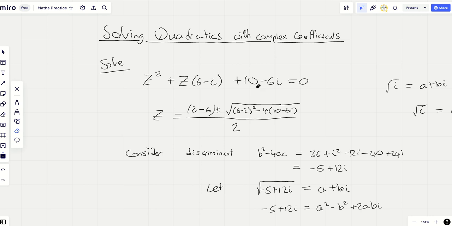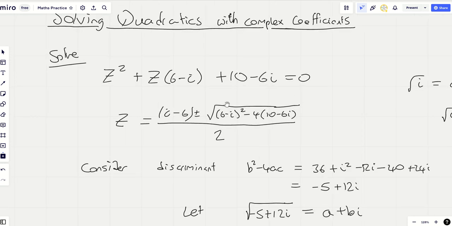Quadratic with complex coefficients, how do you solve it? Well, the quad formula will work, it really will. There's just one awkward bit in it. You've just got to do minus b, like I've collected, obviously, the z squared, the z, and a number on the end, minus b plus or minus root of b squared minus 4ac over 2.